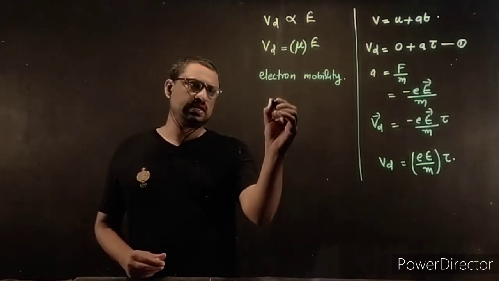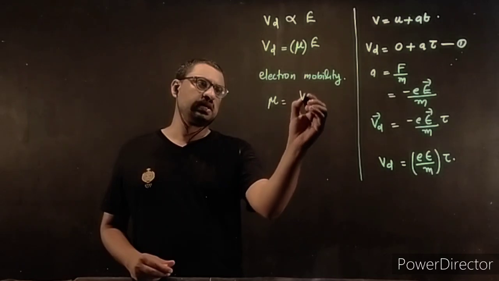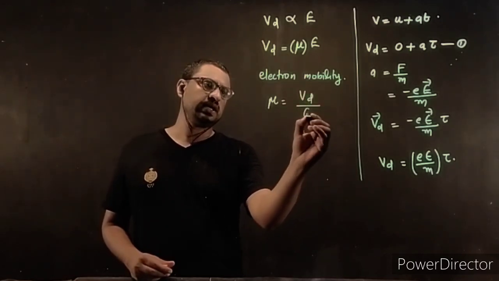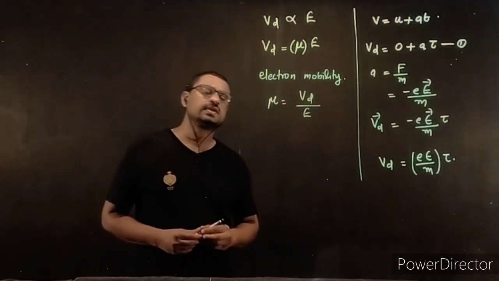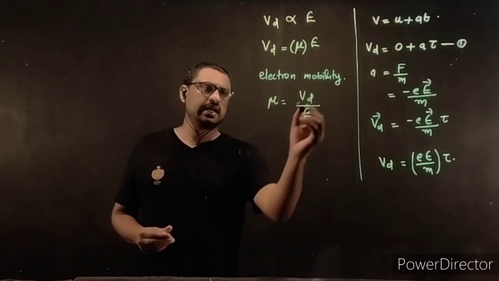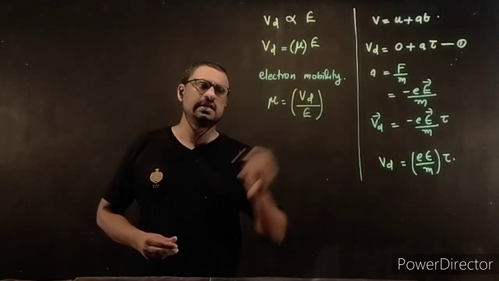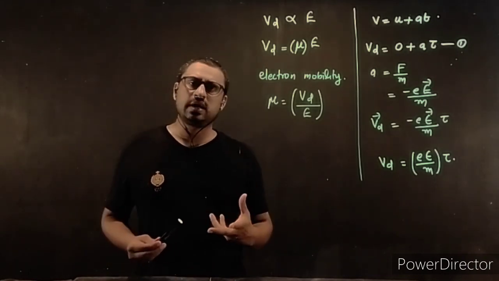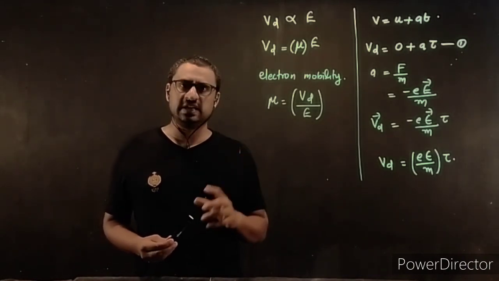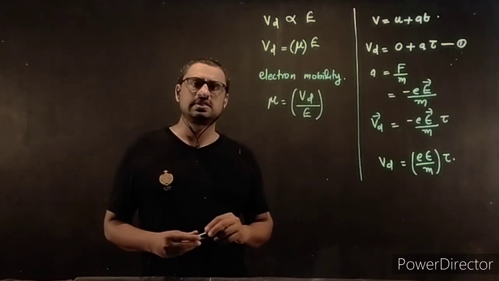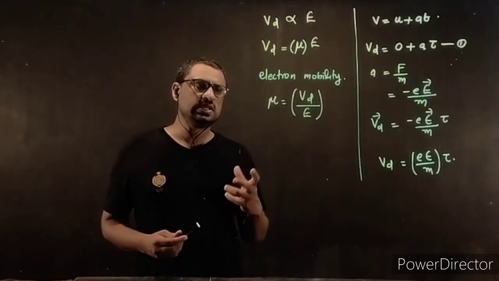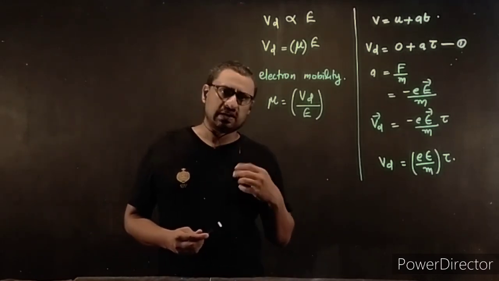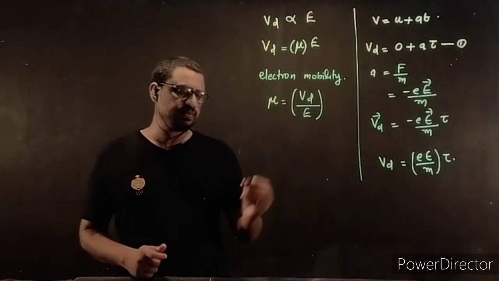So what is electron mobility? Electron mobility is nothing but drift velocity divided by electric field. Now you can say electron mobility is defined as the drift velocity acquired per unit electric field. That is one definition for electron mobility.